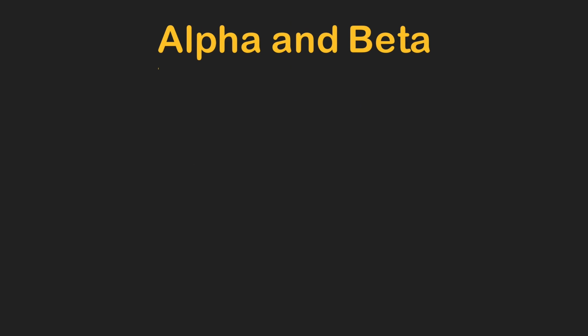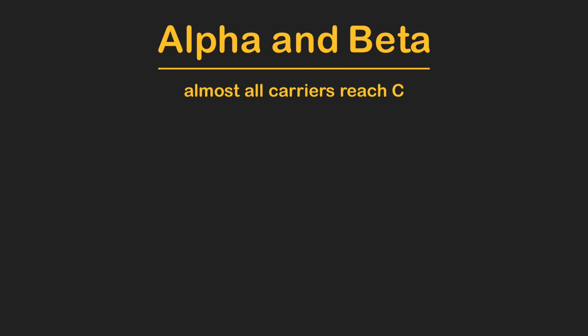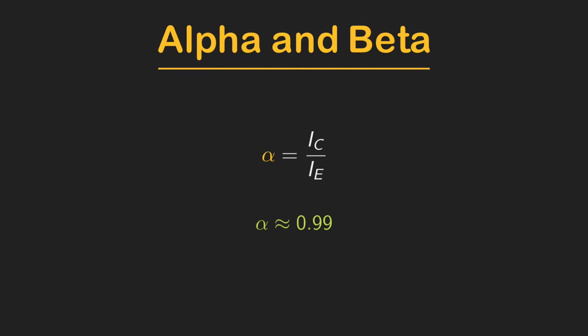Now let us go deeper into the active region specifically, because that is where the gain actually lives. Start with this idea. In the active region, almost all of the carriers from the emitter make it to the collector. So the ratio of collector current to emitter current is very close to 1. We give that ratio a name. It is called alpha. Stated as a formula, alpha equals the collector current divided by the emitter current. Its value is typically around 0.99.